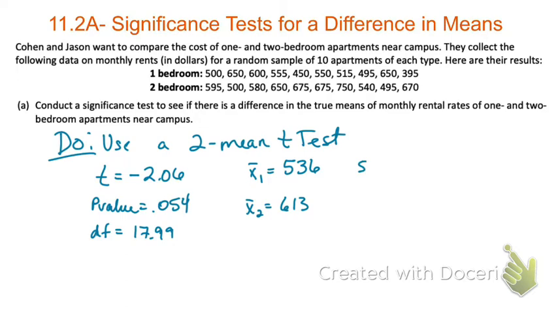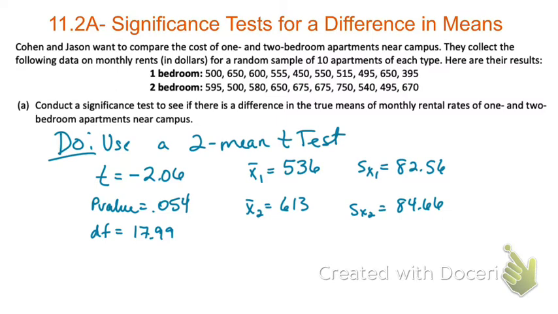We also got S sub x1, which is the standard deviation for the 1-bedroom apartments. That was 82.56. And we got S sub x2, the standard deviation for the 2-bedroom apartments, which was 84.66. That calculator just did all that real fast. I love this calculator. It's a good guy.